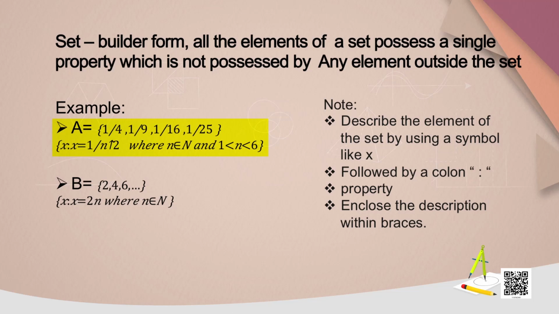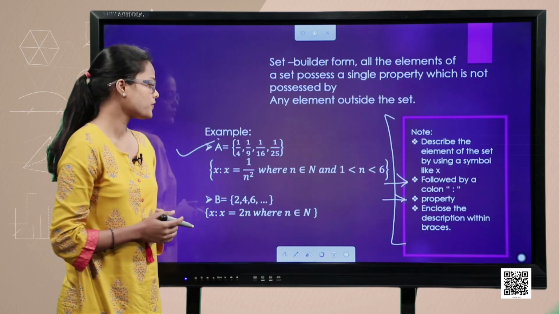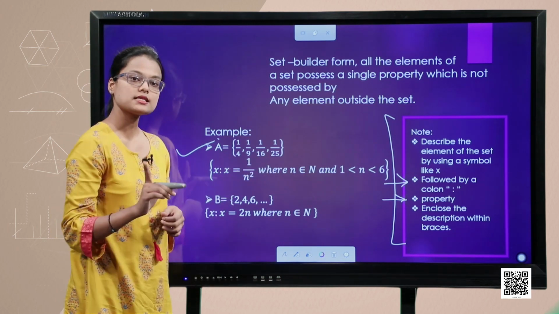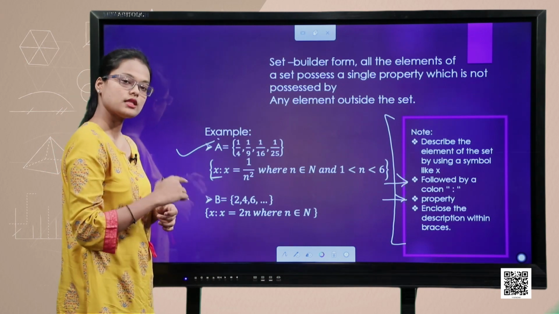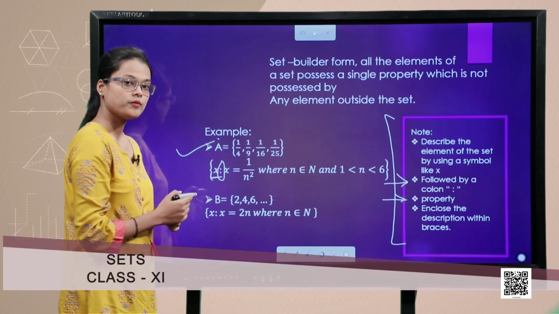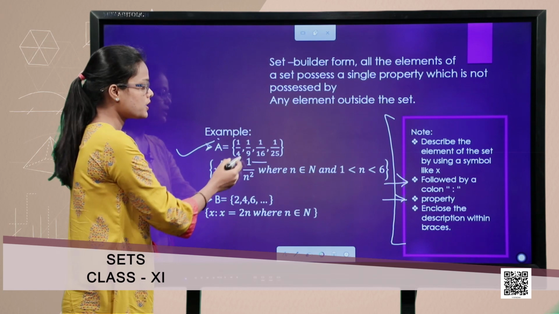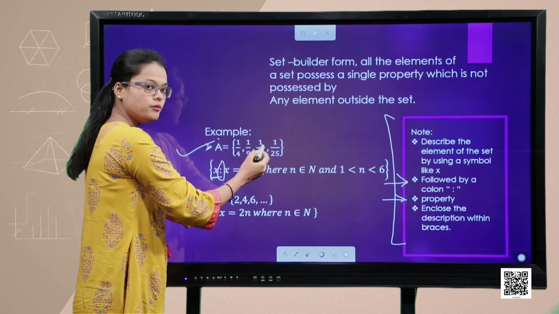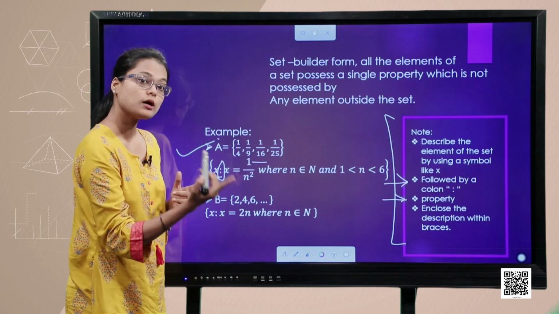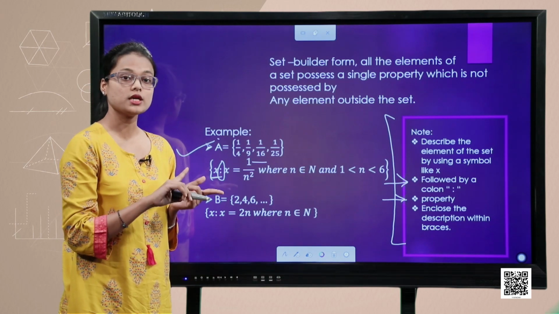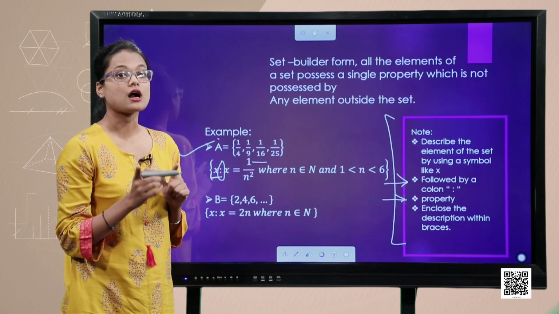See the example. In this example A, how many elements are there? 1 by 4, 1 by 9, 1 by 16, 1 by 25. There are 4 elements. First of all, what we have to write? We have to represent all these elements by a symbol. So, here it is x, then a colon, then the property satisfied by all these elements. We can see that the numerator is 1 and the denominator is the square of some number, and these numbers are lying between 1 to 6 and all the numbers are natural numbers.